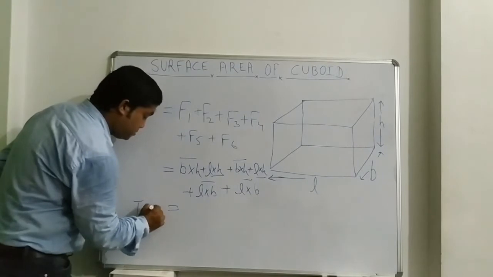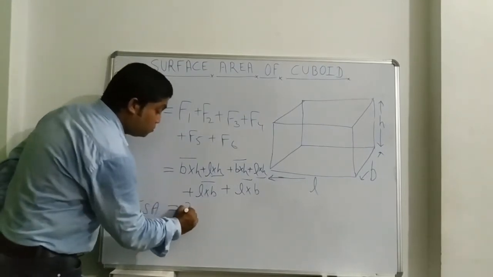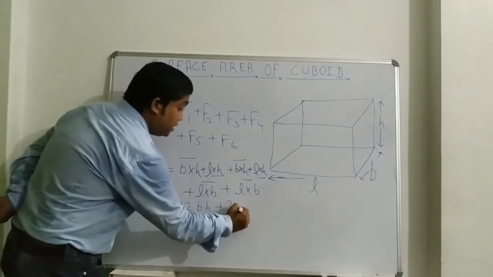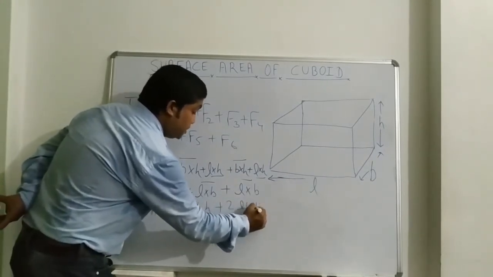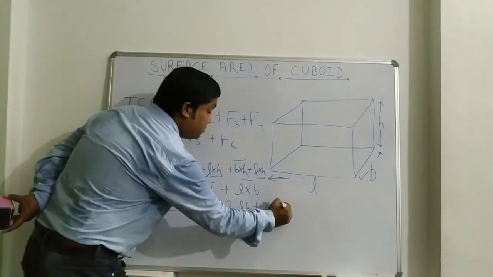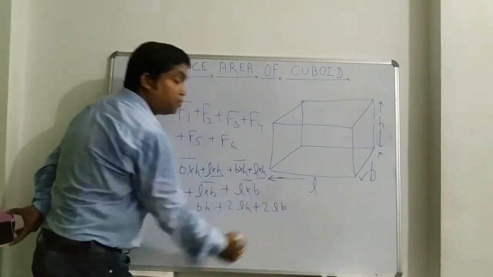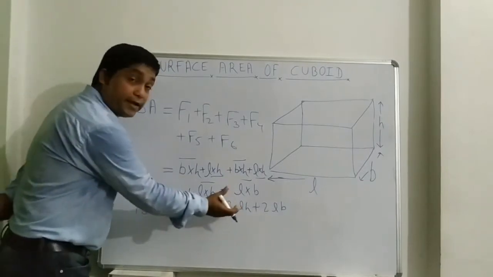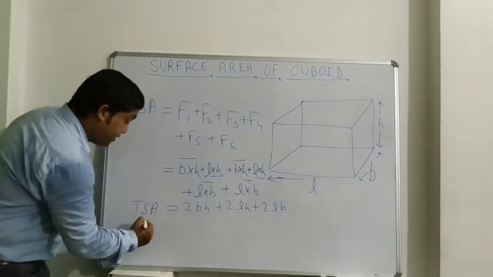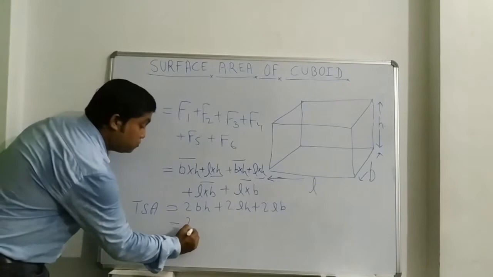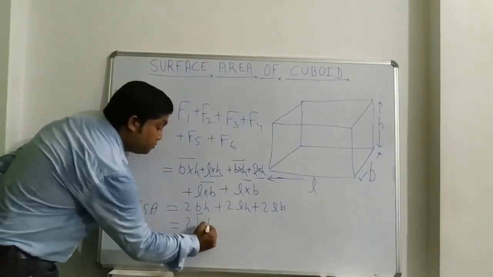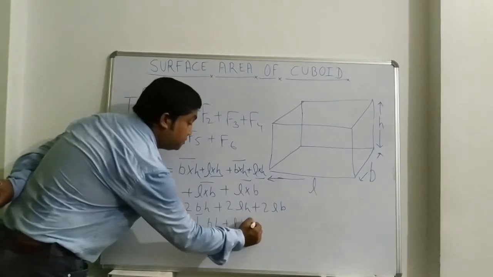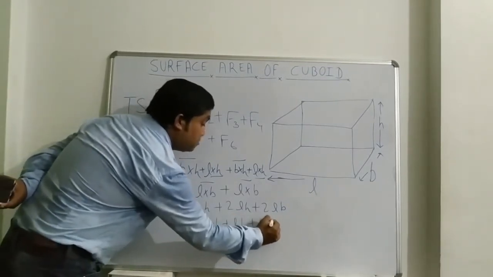So TSA is equal to 2 BH plus 2 LH plus 2 LB. Or in short, when we take a common factor of 2, we have 2 times (BH plus LH plus LB).